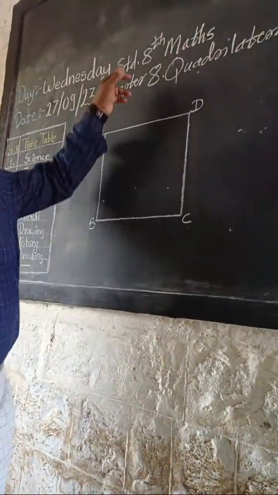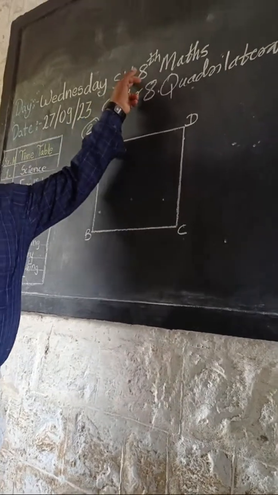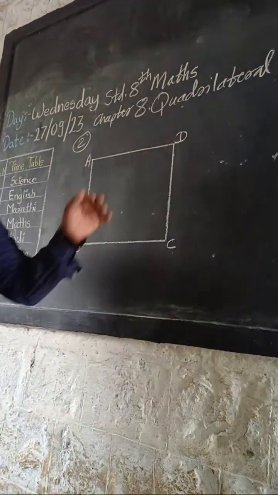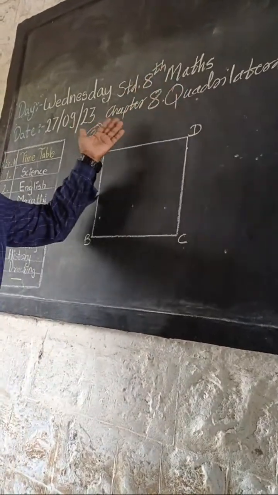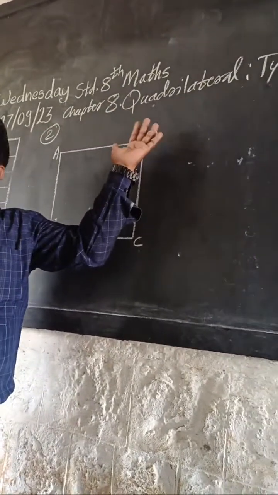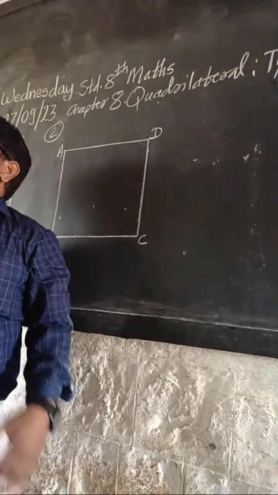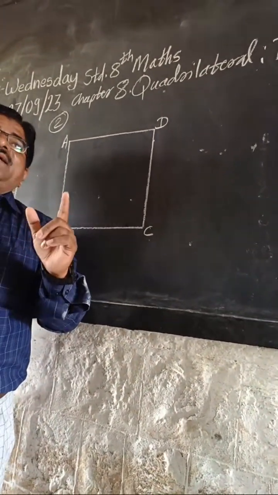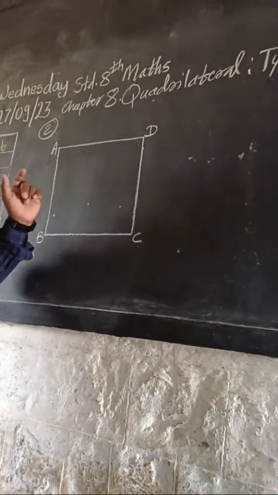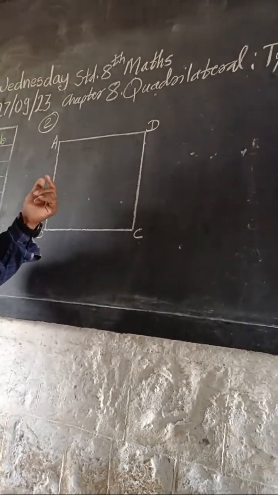Dear student, today we discuss the subject maths, chapter number 8, quadrilaterals and their types. In the previous period, we discussed rectangle. Today, we discuss the next quadrilateral type.